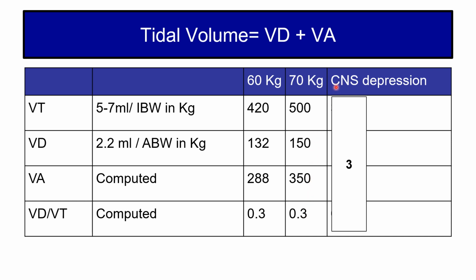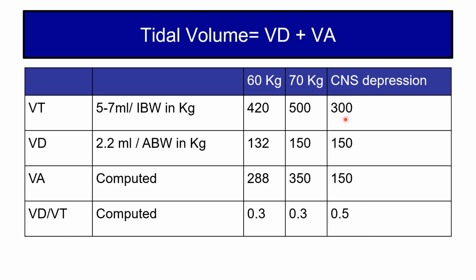What, for example, will happen to these different parameters if there's going to be respiratory center depression? What's going to happen is the tidal volume will go down, but the anatomic dead space will be maintained, and what will be sacrificed will be your alveolar space volume, and consequently the physiologic dead space ratio will be higher.